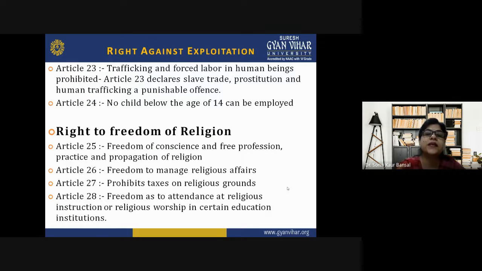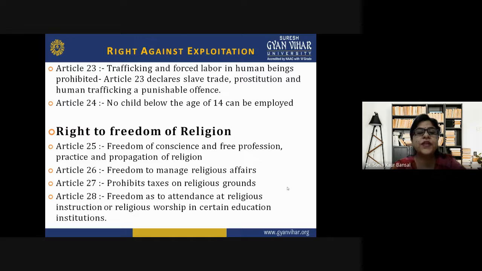Now, it's about the right against exploitation. Articles 23 and 24 are specially set for these rights. Article 23 is about trafficking and forced labor in human beings being prohibited. Article 23 declares slave trade, prostitution, and human trafficking a punishable offense. Then Article 24 says that no child below the age of 14 can be employed.